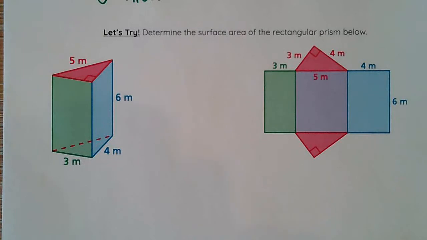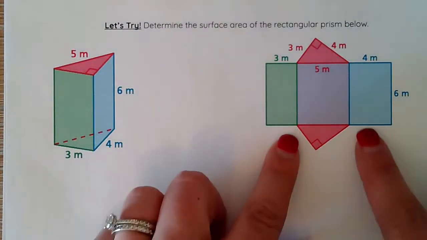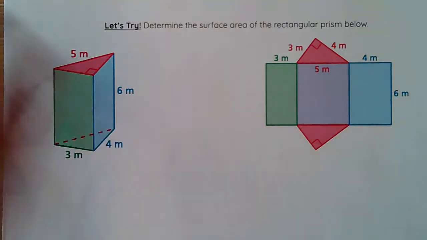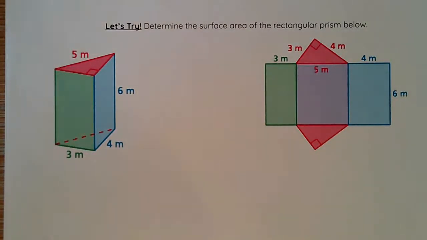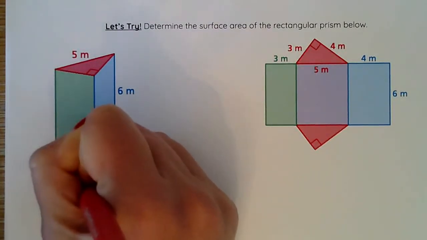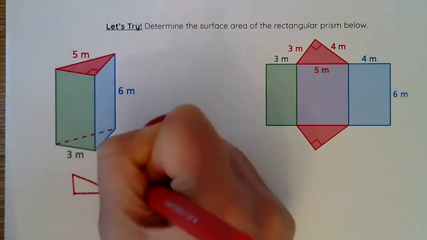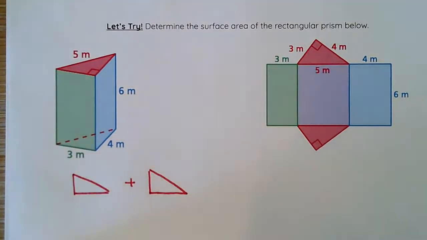Let's give it a try. So down here, we're going to determine the surface area of our triangular prism. Okay, so as we can see, we have our triangular prism and we've opened it up into a net. The way that I like to find this is I like to draw out my figure. So I know that I have two triangular bases. They're going to have the same dimensions, but I'm going to draw out two anyways.